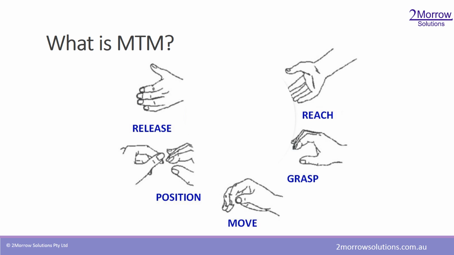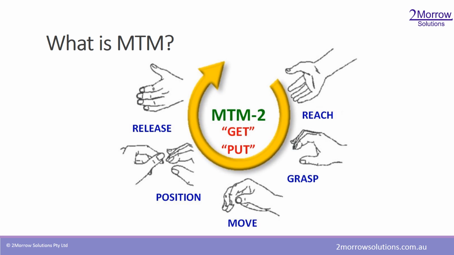In the original system, MTM-1, the basic motions are reach, grasp, move, position and release. For simplicity, a second generation MTM system was developed, MTM-2, where the basic motions have been combined into motion sequences get and put. In this presentation, we will be focusing on the application of MTM-2 in the layout design process.